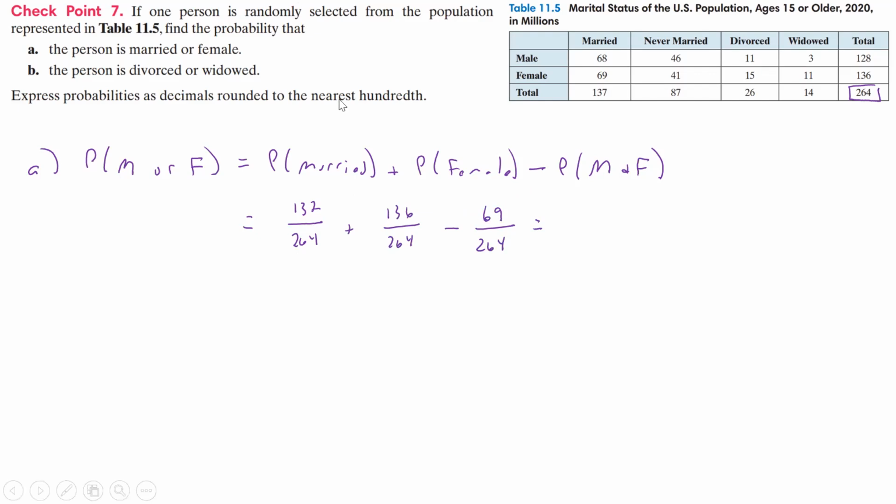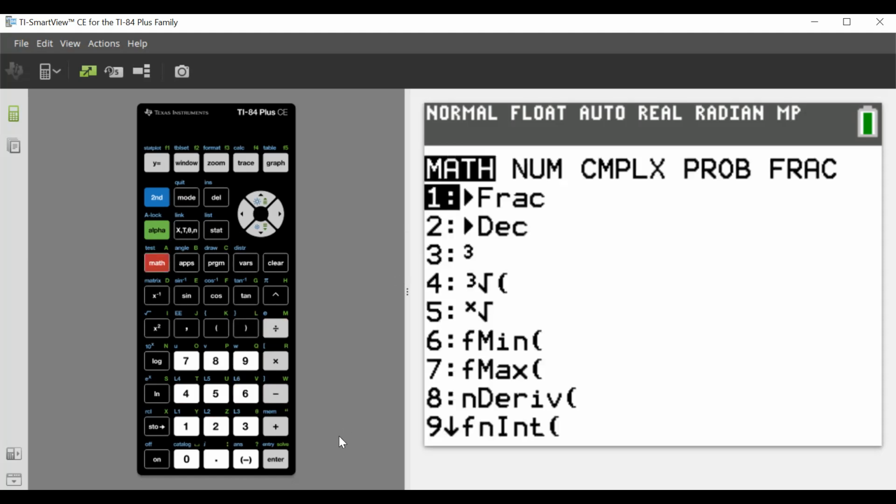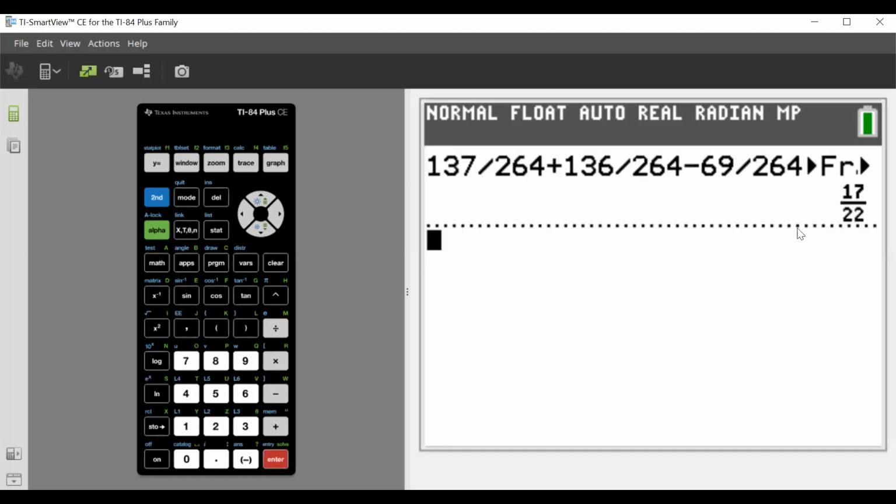This one says round to the nearest hundredth, but we'll do it both ways to show you how to do this. So we're going to take 137 divided by 264 plus 136 divided by 264, and we're subtracting off 69 divided by 264. I'm going to make this a fraction, and that tells me 17 out of 22 is going to be my number.